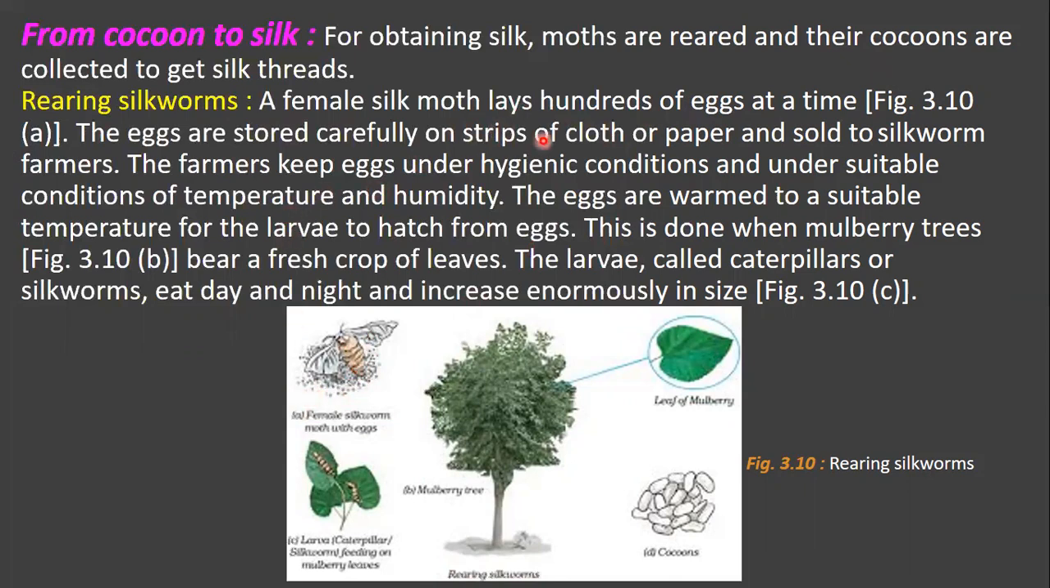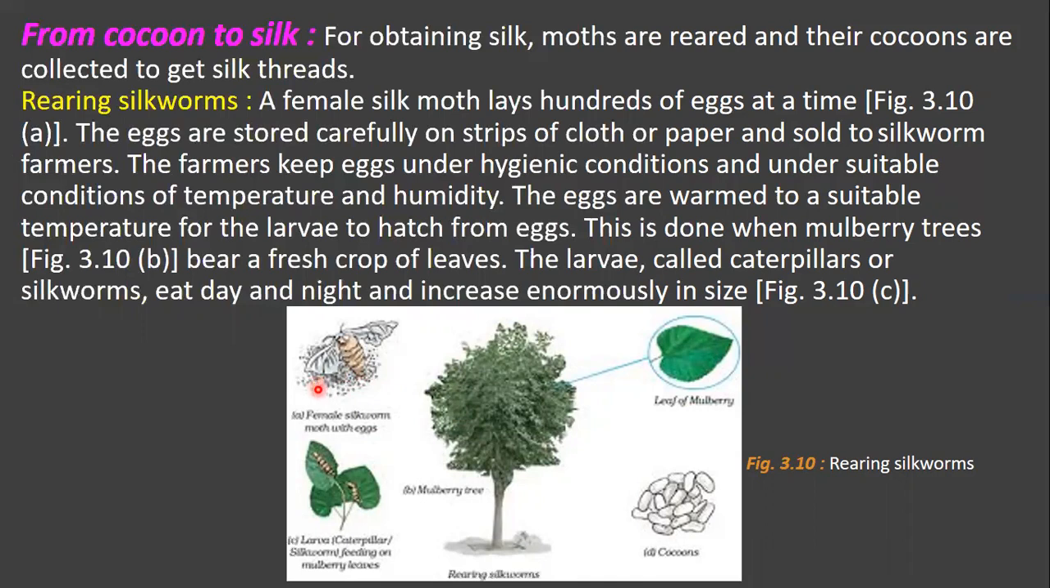The eggs are stored carefully on strips of a cloth or a paper and sold to the silkworm farmers. The farmers keep the eggs under hygienic conditions and under suitable conditions of temperature and humidity.